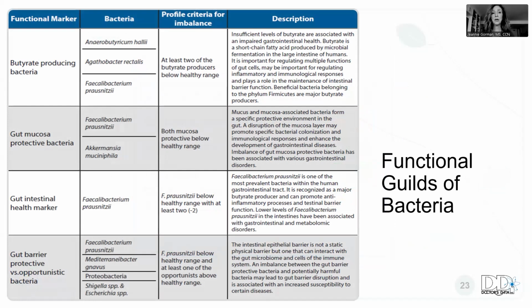So there are bacteria associated with butyrate production. At least 2 of these butyrate producers would have to be below a healthy range for us to call that imbalanced. So we have guided you in terms of the real specific species that contribute to the butyrate production, the mucosal barrier, intestinal health, etc. All this is available at the website as well.